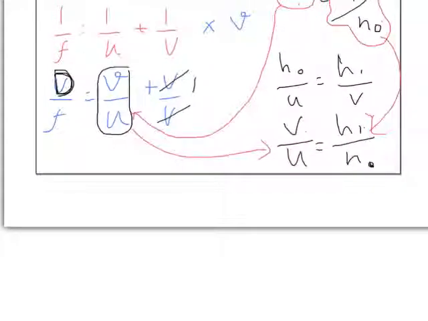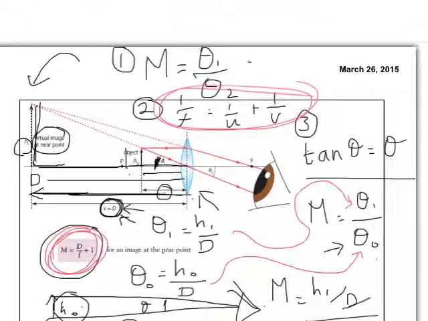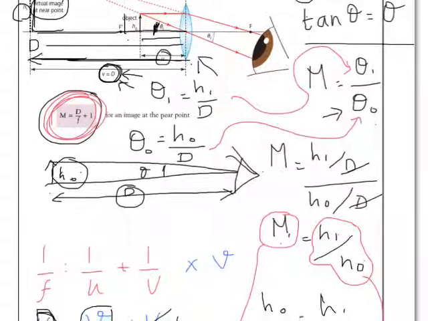So now that gives us an expression, d, the distance to the near point over the focal point, equals magnification plus 1, which is where we were supposed to get in the first place. And that is a formula that you can see up here for an image at the near point.